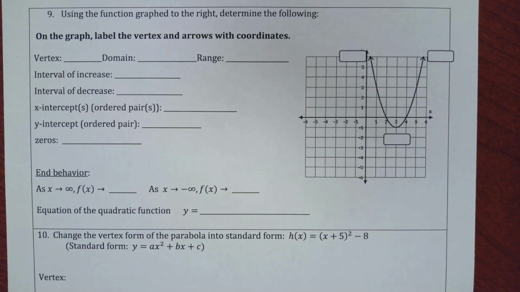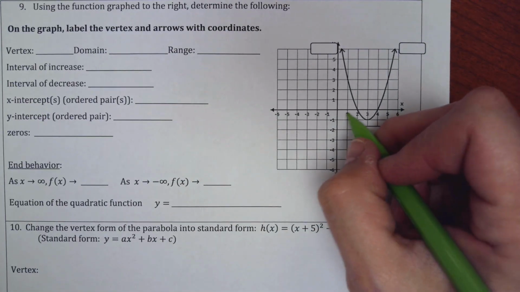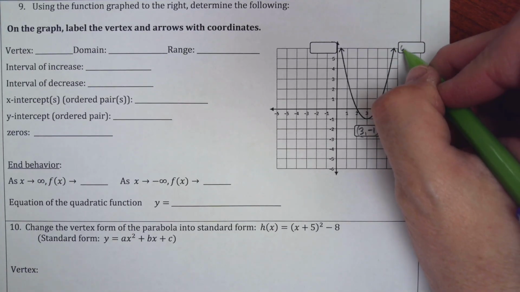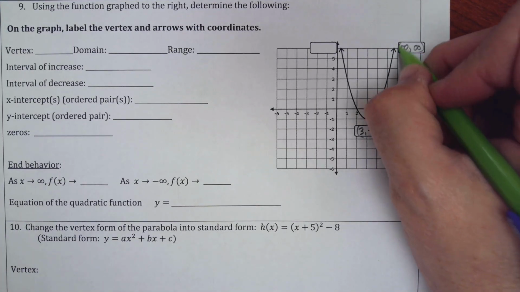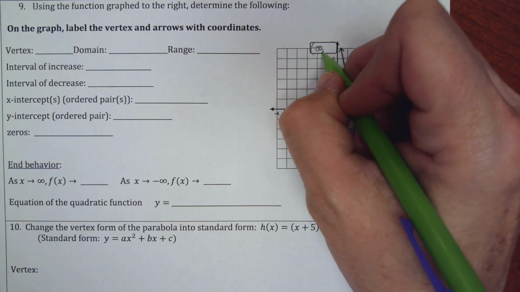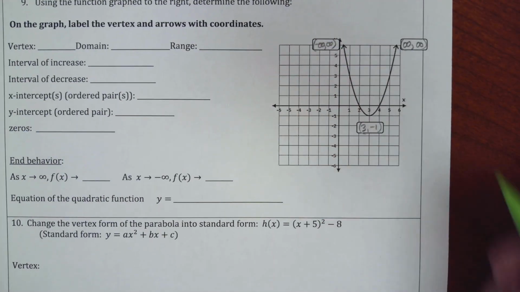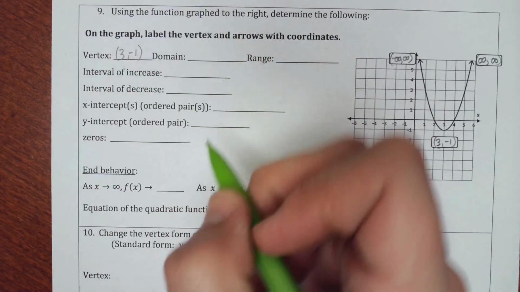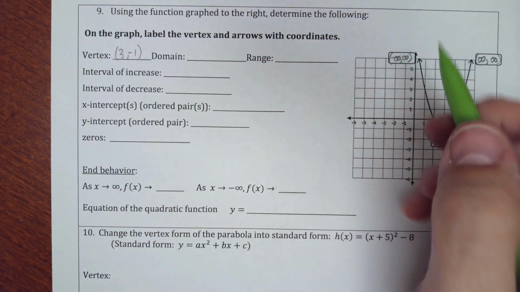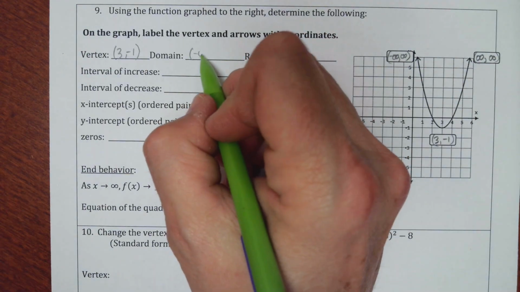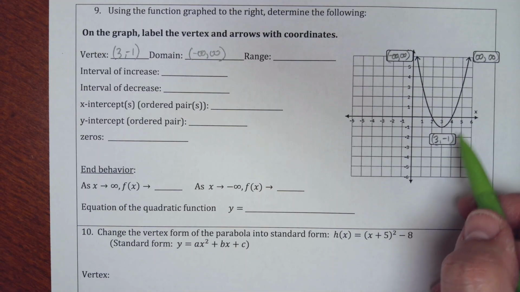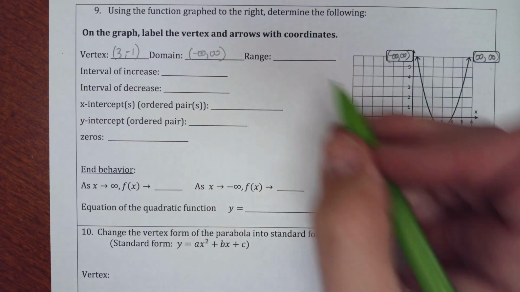Right, on the back side here, so my parabola here, I'm going to fill in my vertex, 3, negative 1. Over here, right side going up, so infinity and infinity. And over here, negative infinity and infinity, because left side going up. All right, my vertex is 3, negative 1. My domain, this thing goes out forever, so negative infinity to infinity. My range, my lowest y and then my highest y, so negative 1 to infinity.